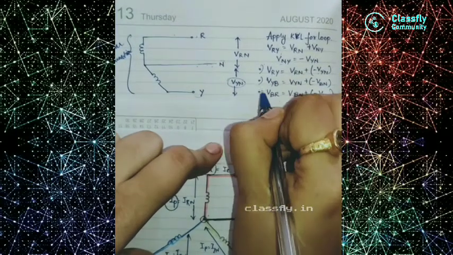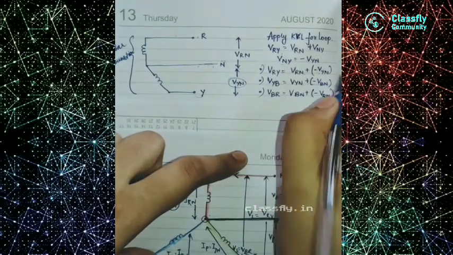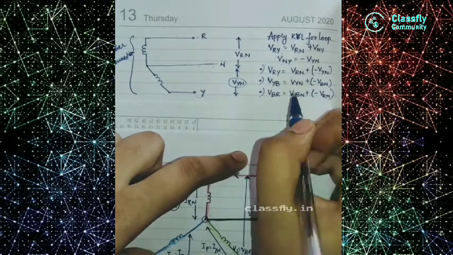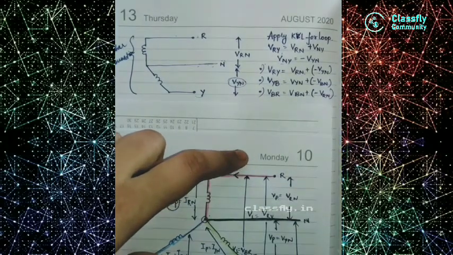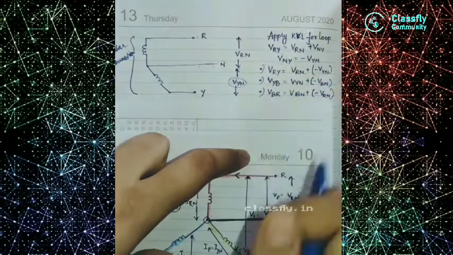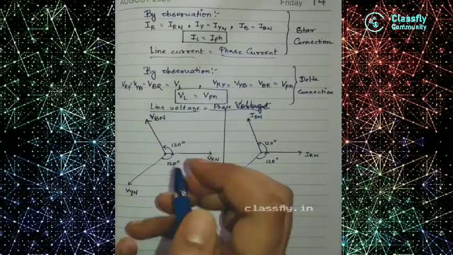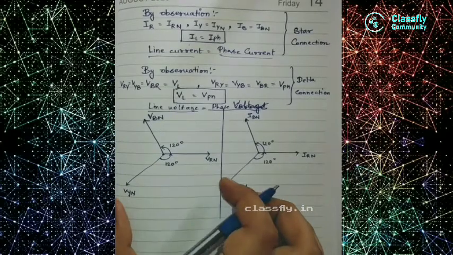Similarly, for the other two lines, that is VYB, we will be doing VYN plus minus of VBN. And for VBR, we will be doing VBN plus minus VRN. Okay. So now we will see all this in a phasor diagram, how we will do. So for the star connection, this is our thing which we need to draw and complete a phasor diagram.